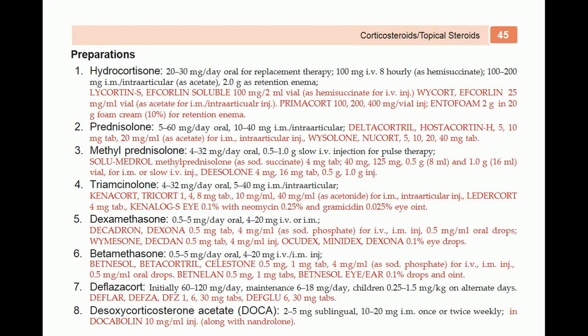Today I will teach you about corticosteroids, especially topical corticosteroids. As we have already talked about the pharmacological classification of corticosteroids, today I will discuss the preparations of corticosteroids and topical corticosteroids.